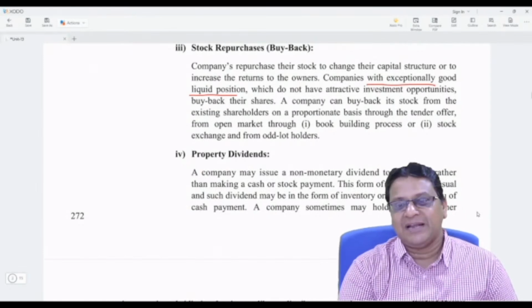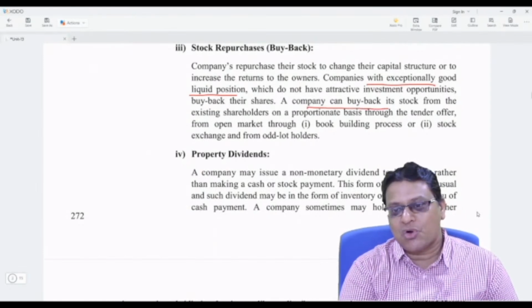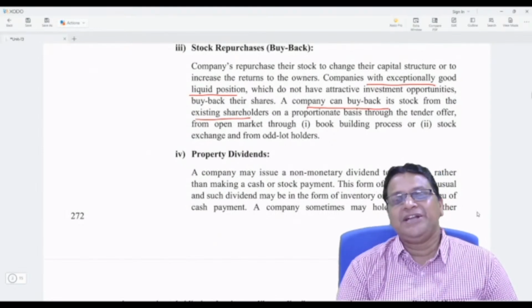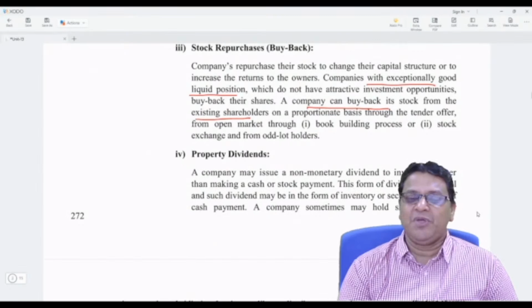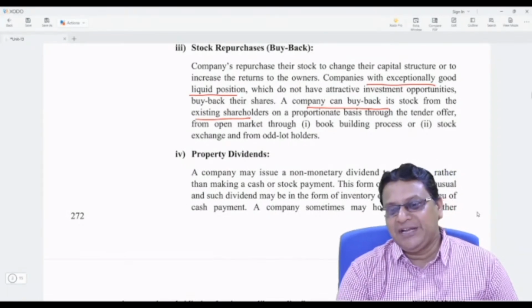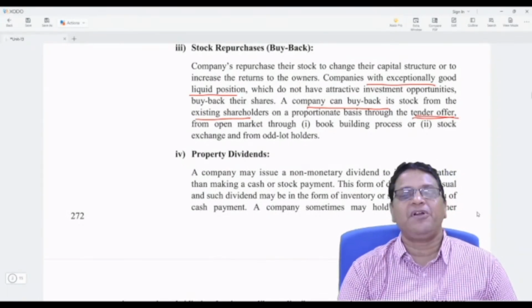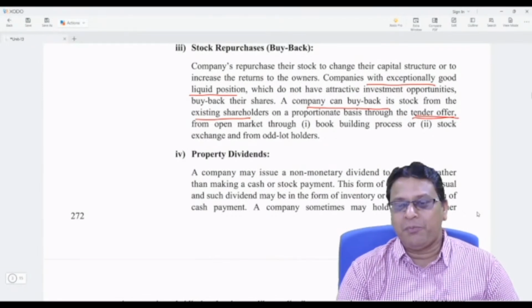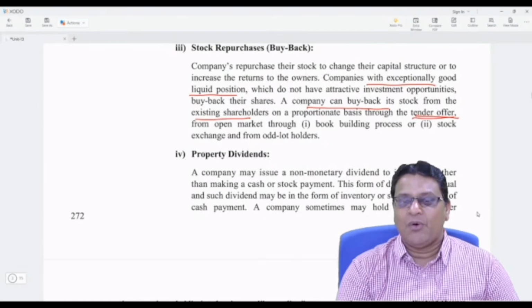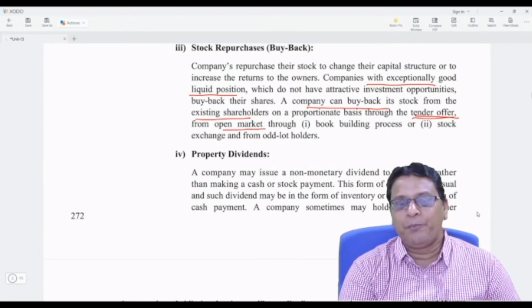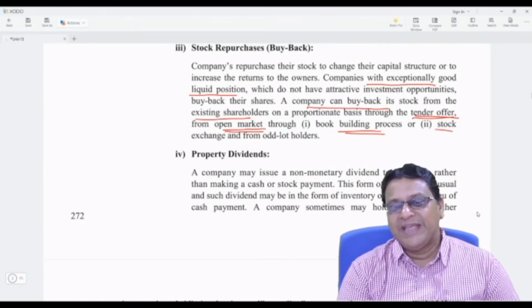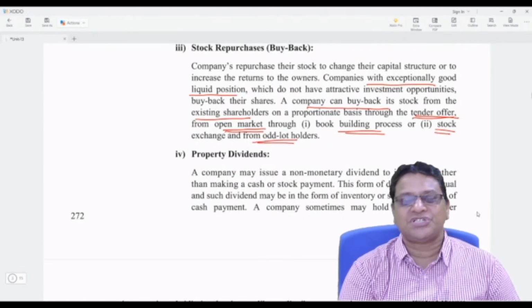A company can buy back its own stock from the existing shareholders. The buyback can be made in 2 ways. The buyback can be made by a tender offer. What is a tender offer? A fixed offer will be given in the open market. Or it can be done through the open market, through the book building process, or through exchange of odd lot shares.